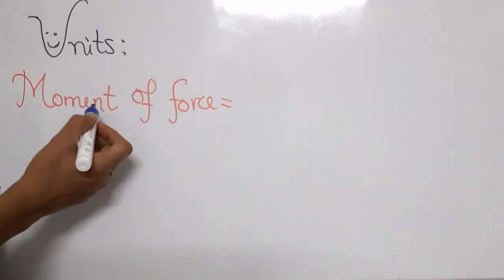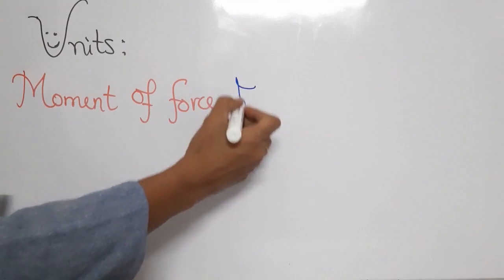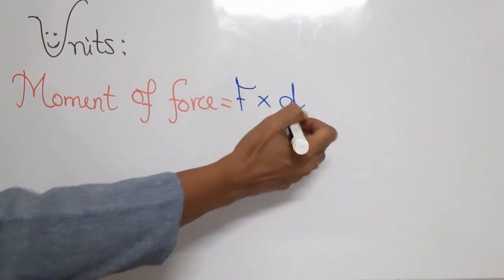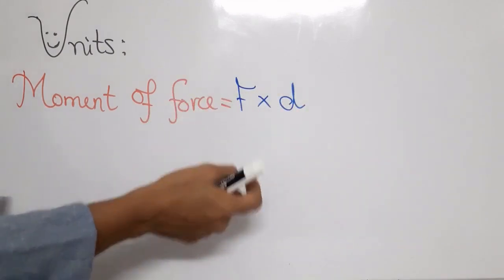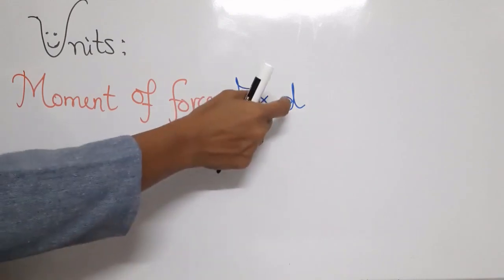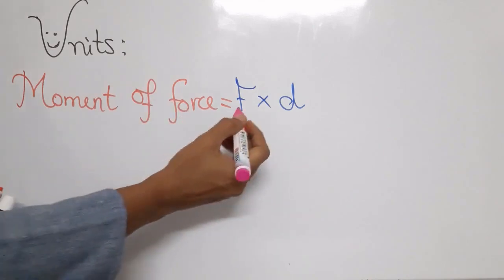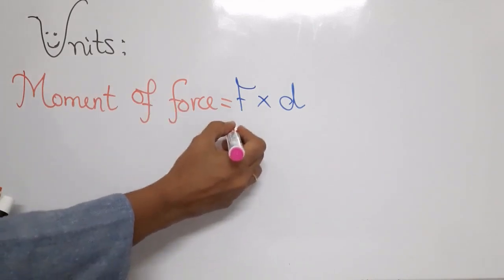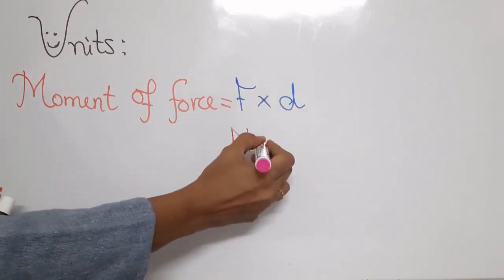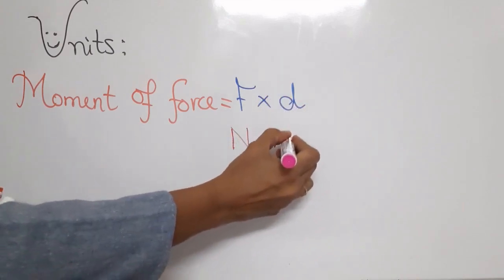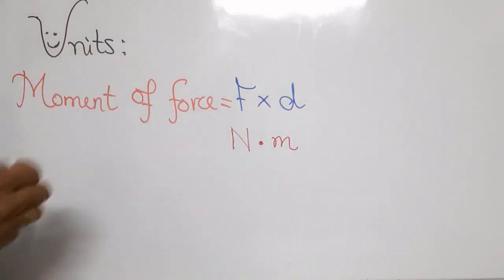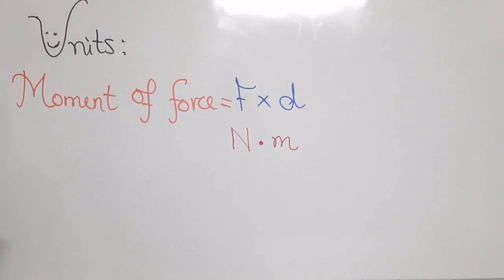See how. Moment of force, formula is force into perpendicular distance. Now, let's give unit to force and let's give unit to distance. So we will be able to derive our units. Force, SI unit is Newton, multiplication sign. Distance, SI unit is meter. Newton meter is the SI unit of moment of force.